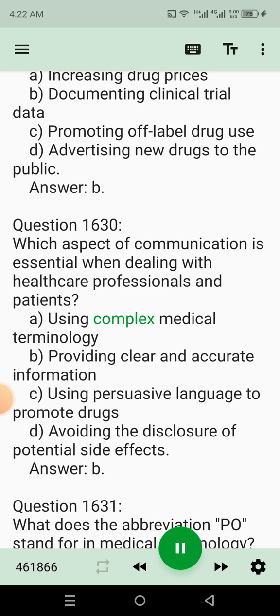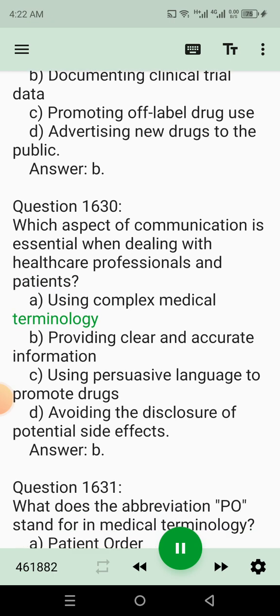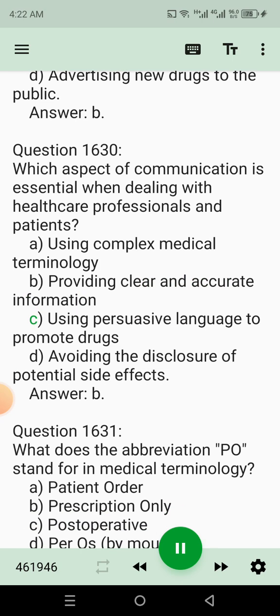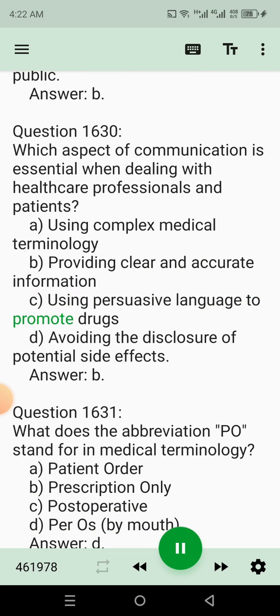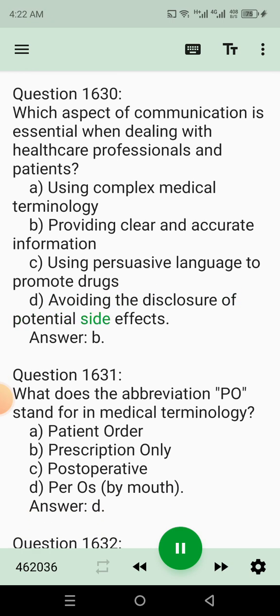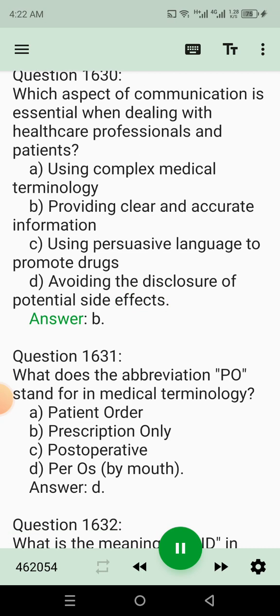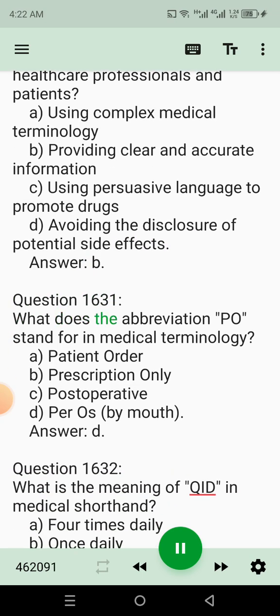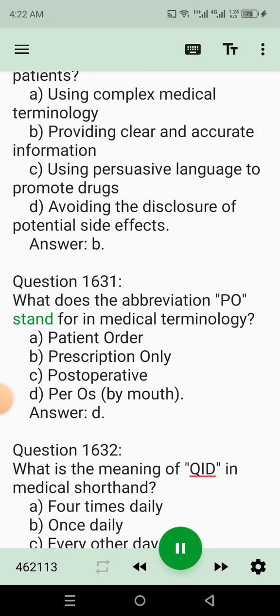Question 1630. Which aspect of communication is essential when dealing with healthcare professionals and patients? A. Using complex medical terminology. B. Providing clear and accurate information. C. Using persuasive language to promote drugs. D. Avoiding the disclosure of potential side effects. Answer: B.